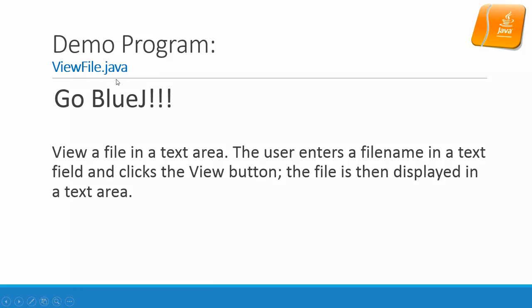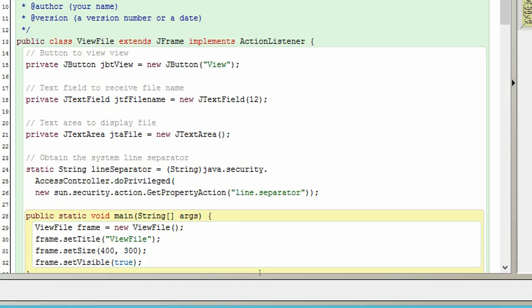Let's look at this ViewFile.java. View a file in the text area. The user enters a file name in the text field and clicks the View button. The file is then displayed in the text area. This program ViewFile is a JFrame, that's a frame in Swing. We add a button View, and a field that takes in the file name, and one text area that will display the file.